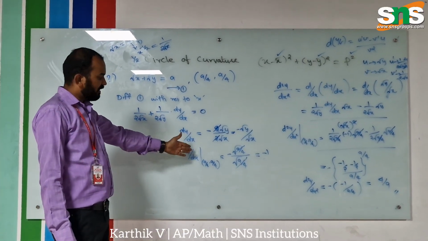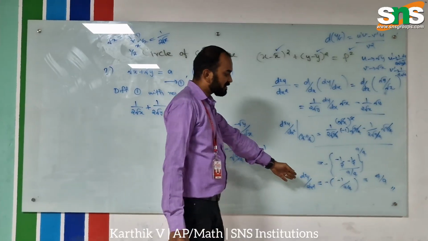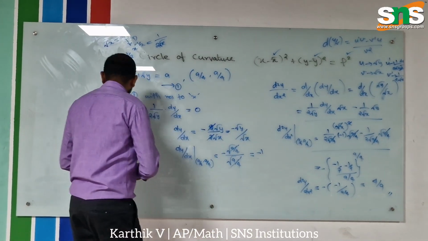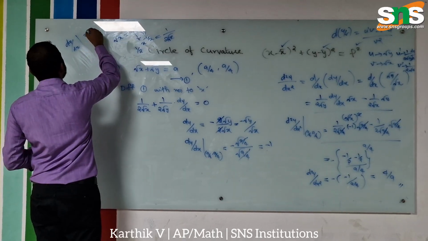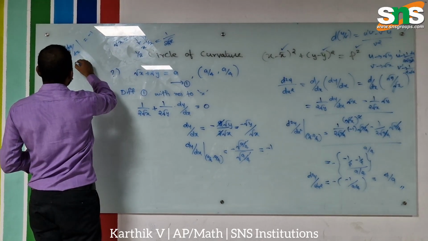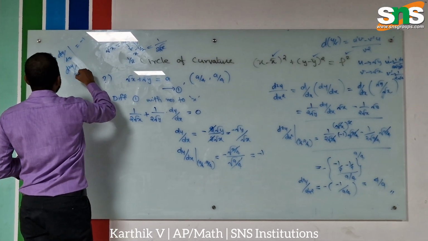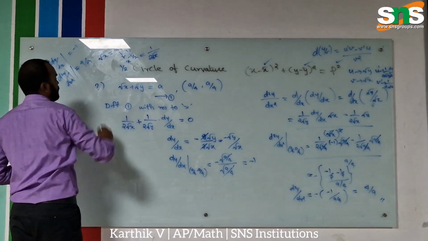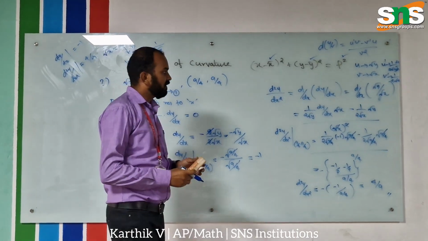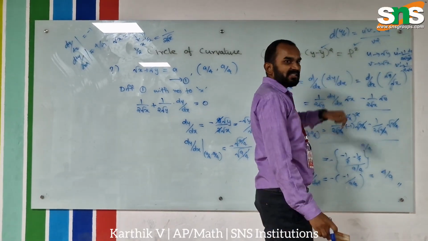dy by dx at the point value, d square y by dx square at the point value. That is, dy by dx at the point is minus 1 and d square y by dx square at the point is 4 by a. Now we have to find the radius of curvature.